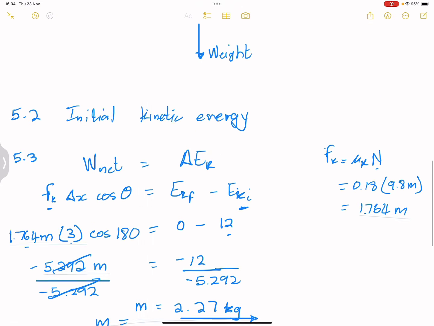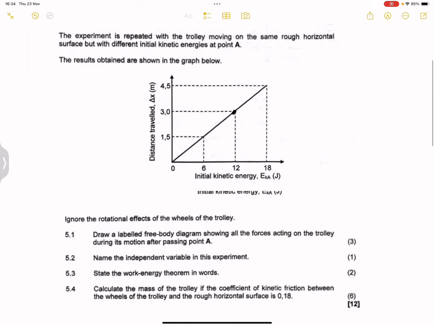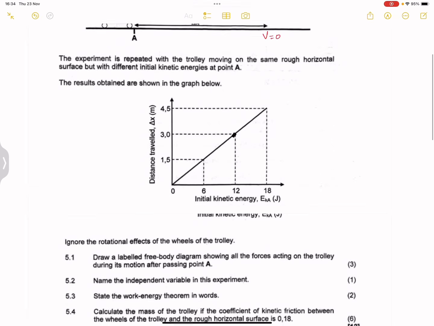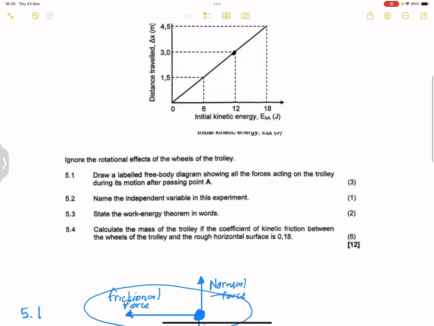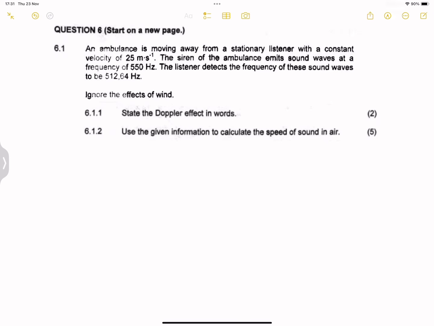That would be the mass of the trolley, and essentially that is how the cookie crumbles. All right, this was pretty straightforward, not really much to do there. I hope that you guys understood it as we move on to the next question.